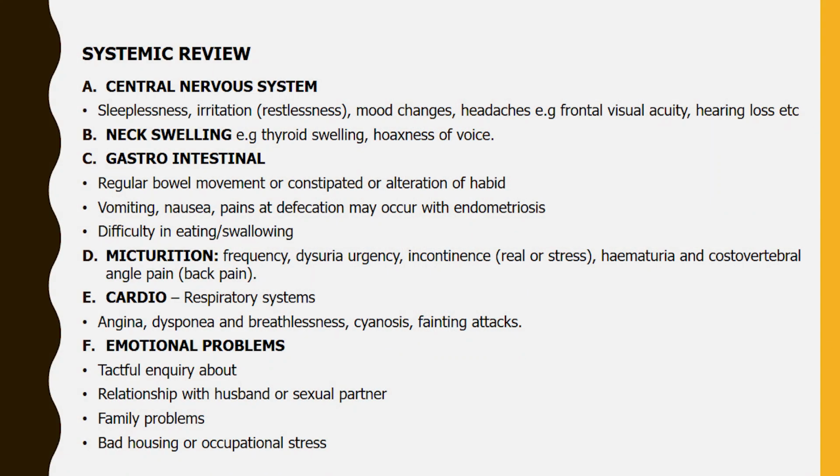The cardiorespiratory system is also important. This assesses the cardiac and respiratory system. Look for evidence of angina, central pain in the chest, difficulty in breathing, breathlessness, bluish tendencies, and fainting attacks. All these are referable to the cardiothoracic system.